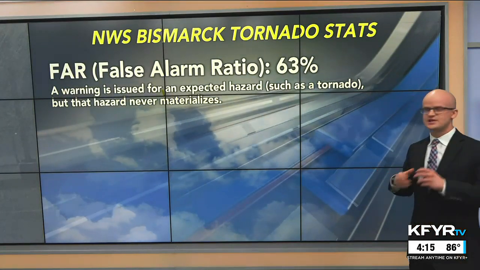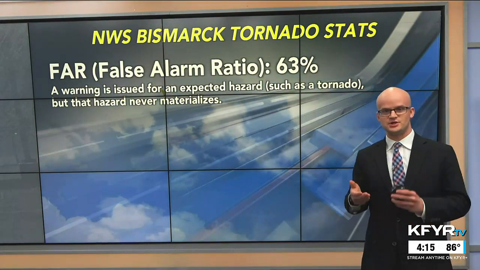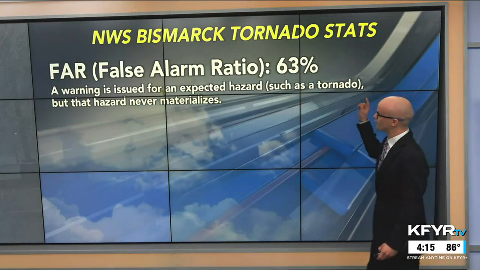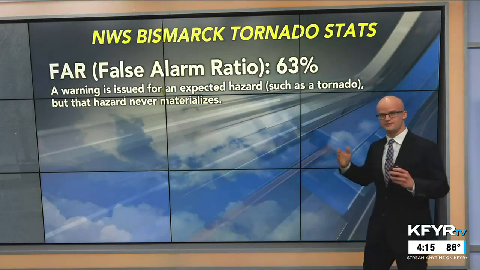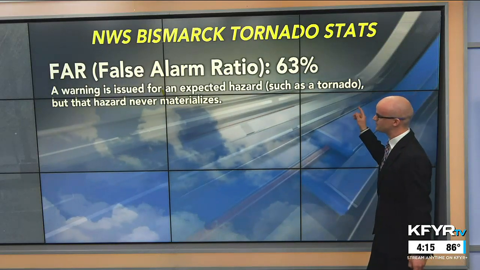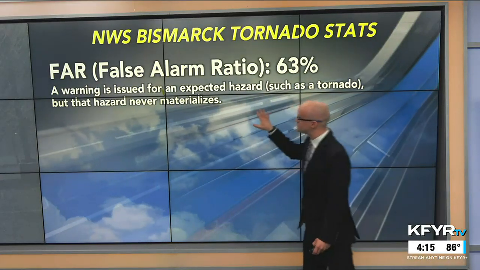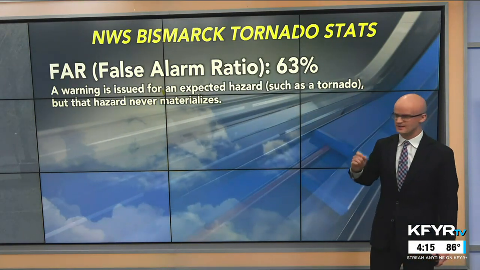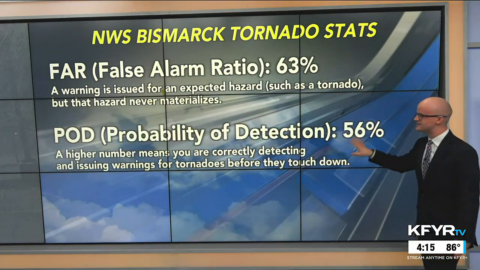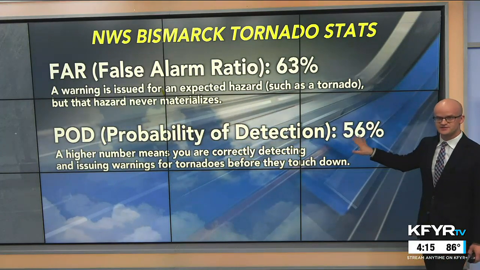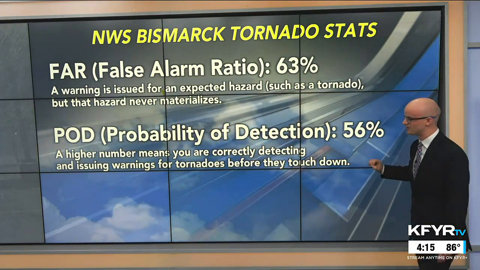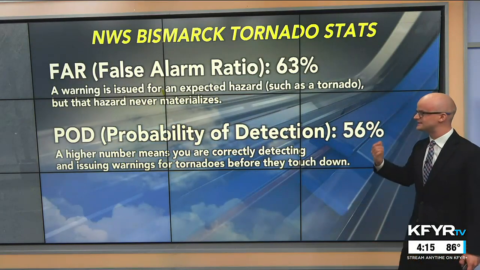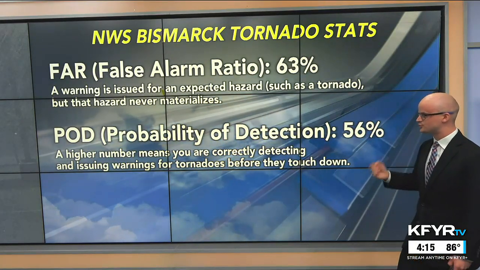Now, the Weather Service has certain statistics that they use to improve their tornado warning process. The false alarm ratio for the Weather Service office in Bismarck that covers western and central North Dakota is 63%. That means that a warning is issued for an expected hazard, such as a tornado, but that hazard never materializes. The other statistic is the probability of detection. That's 56% for the NWS in Bismarck.